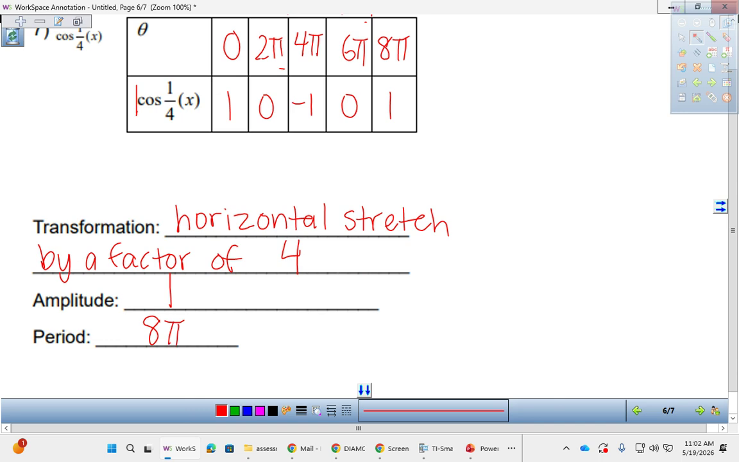If you want to use the formula, it is 2 pi over b. B is, for this one, 1/4. So it's 2 pi over 1/4. To do division of fractions, it's keep, change, flip. So it becomes 2 pi times 4, just like we did to all the values in the table. That's where the 8 is coming from, if you want to use the formula. Otherwise, just look at the table and see where you finish up.